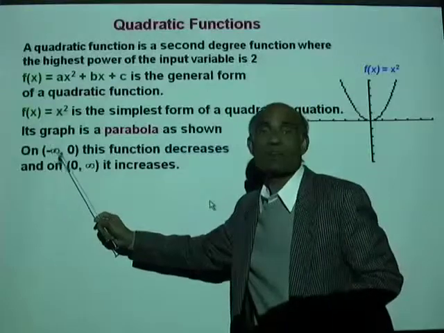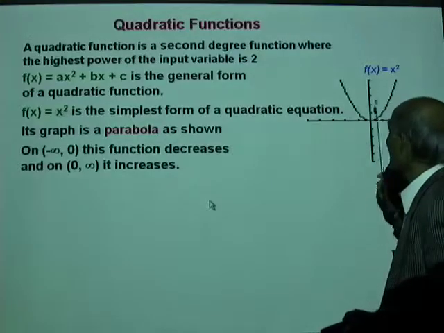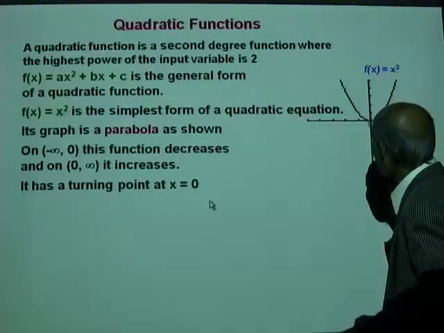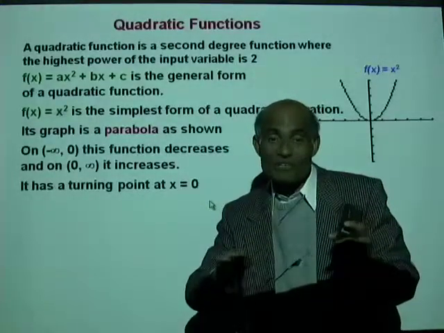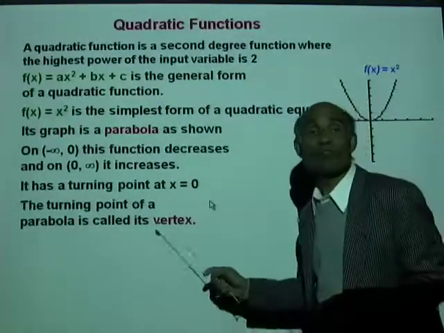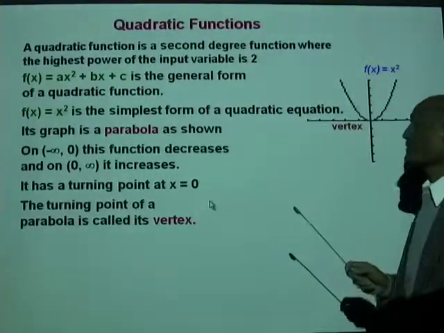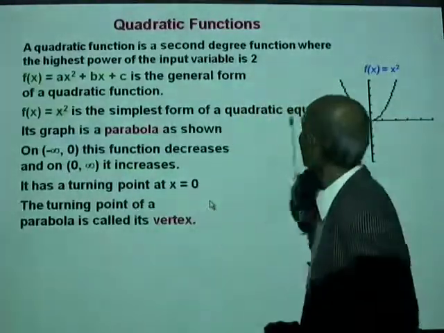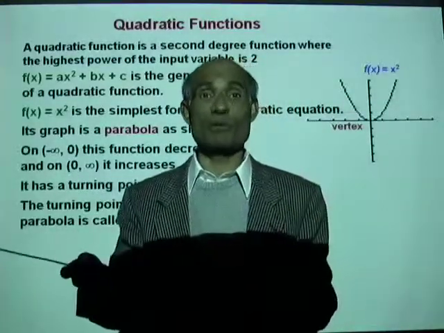Now, what is the behavior of a parabola? On negative infinity to 0, the function is decreasing. And on 0 to infinity, the function is increasing. And it has a turning point. A turning point comes in between where the function decreases and increases. Is that right? Now, the turning point of a parabola is called its vertex. So here we have the vertex of the parabola. And for this parabola, f of x equal to x squared, the vertex is the origin. The vertex is the point 0, 0.